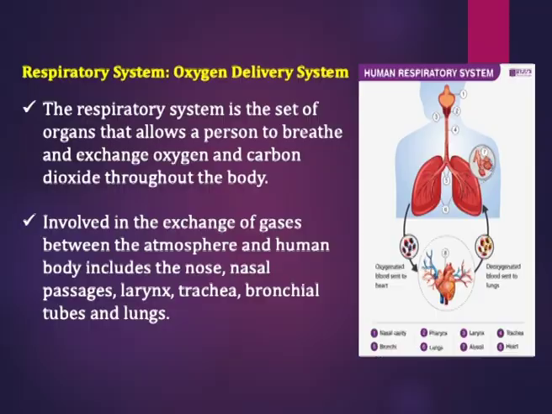Today we shall discuss the respiratory organs and the process of respiration, how it occurs in humans. As we all know, respiration is the exchange of oxygen and carbon dioxide, which helps in our process of breathing. So, the respiratory system is the set of organs that allows a person to breathe and exchange oxygen and carbon dioxide throughout the body.